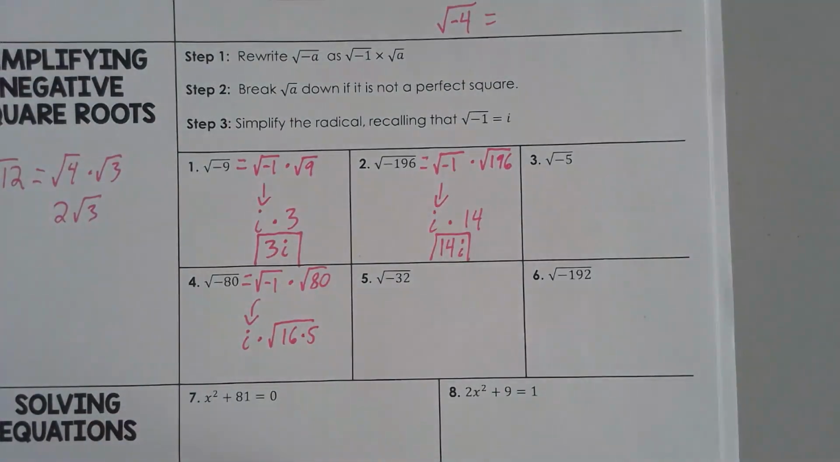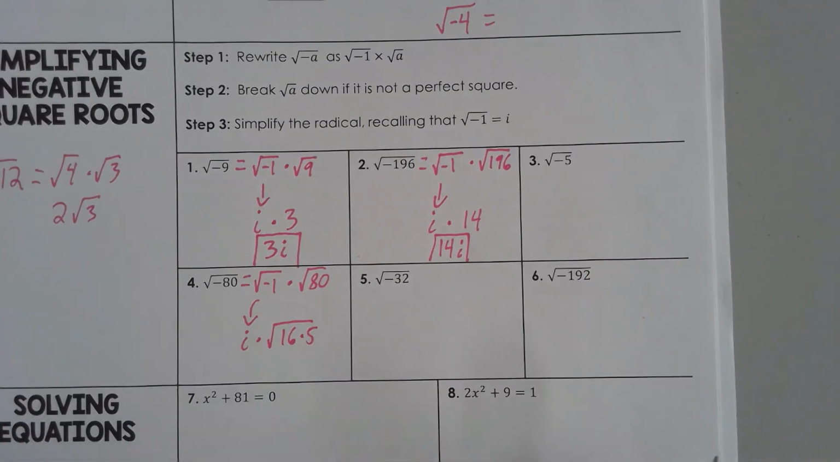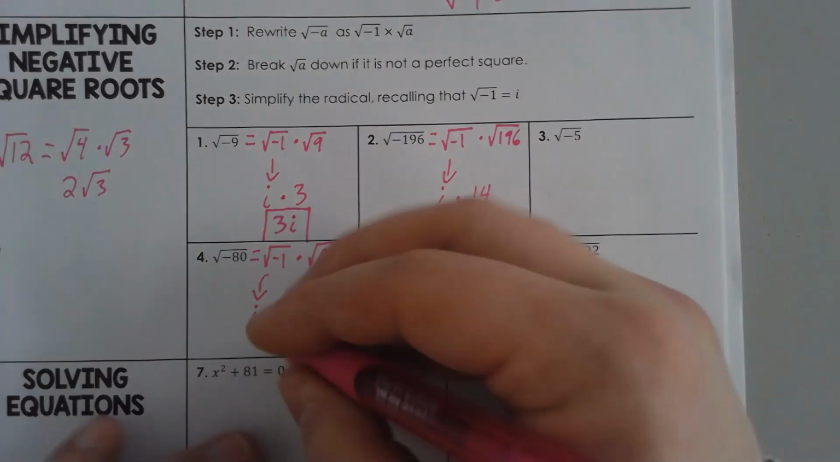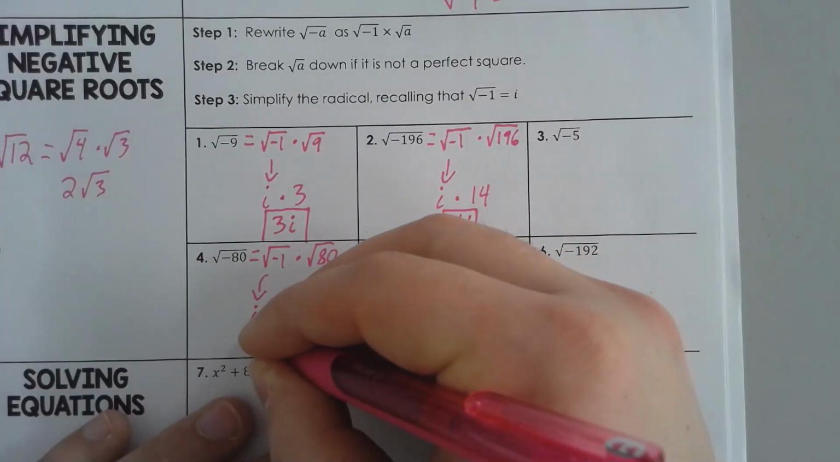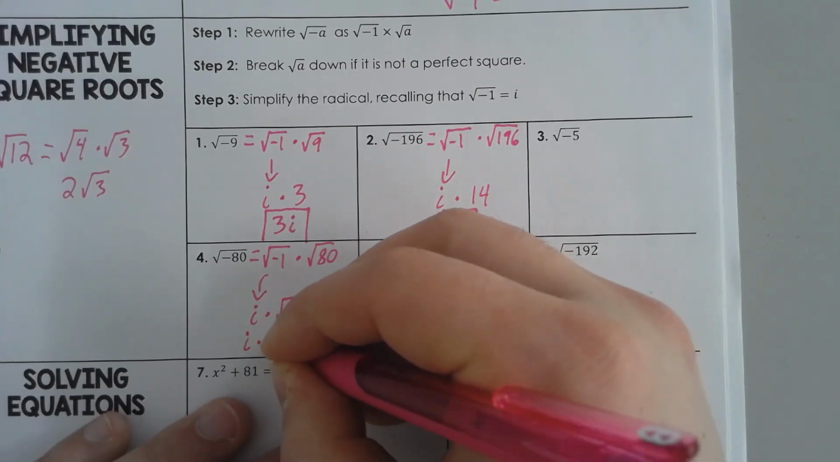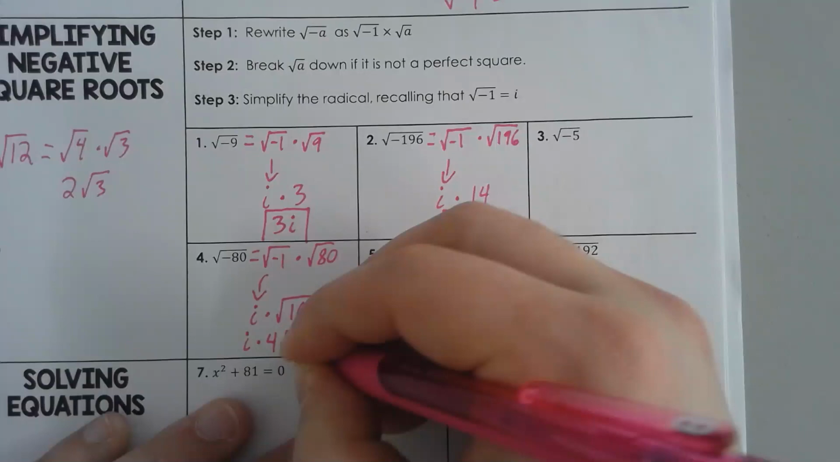If you can do the rest in your head, you don't have to write down all these steps, but I'm going to write them down up here. So, i times the square root of 16 times 5. So then you would have i times 4 square root of 5.